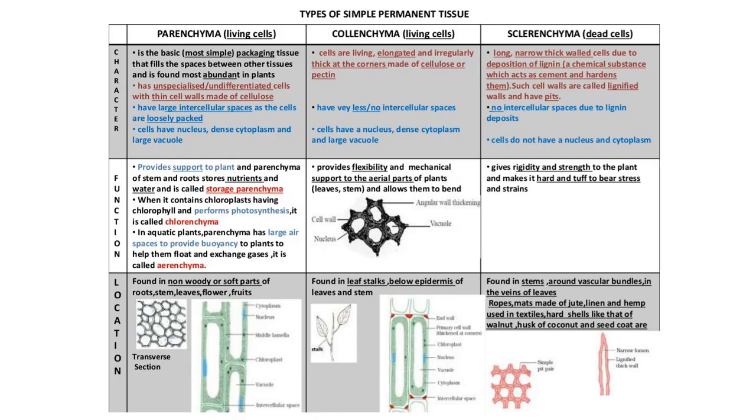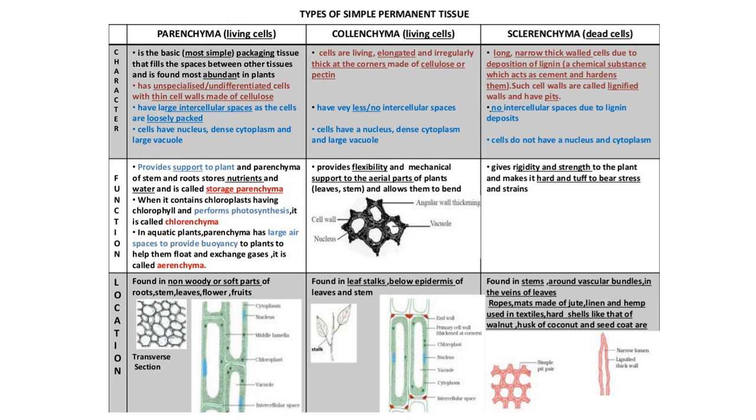Now, here you can see the types of simple permanent tissue. There is parenchyma, there is collenchyma, there is sclerenchyma. So, let's talk about these three tissues on the basis of their different characteristics, on the basis of functions they perform and their location in the plants. Let's start with the parenchyma first.